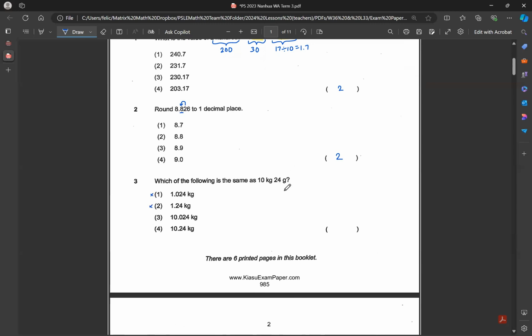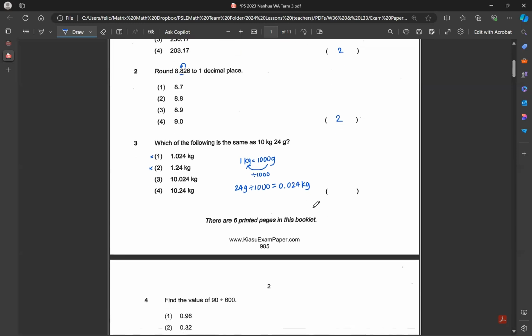Now 24 grams. How do you convert 24 grams to kg? This is where conversion has to happen. Recall 1 kg is 1000 grams. Notice that in grams to kg conversion, the number is getting smaller. 1000 to 1 is actually a division of 1000, which also means you do the same for 24 grams. So 24 grams divided by 1000. You move the decimal point backward 3 times, 1, 2, and 3. You should get 0.024 kg. So this is how we convert it.